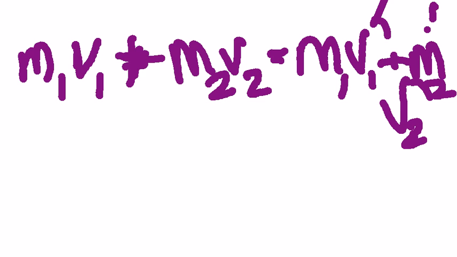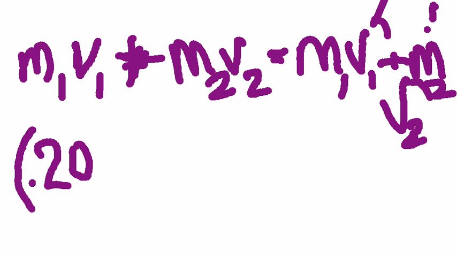Our mass for M1 is going to be 0.20, since we're going to assign M1 V1 and M1 V1 prime to be the football before and after. M1 V1 is the football before, M1 V1 prime is the football after. M2 V2 is the vase, M2 V2 prime is the vase after. So we're going to replace the variables with the numbers.